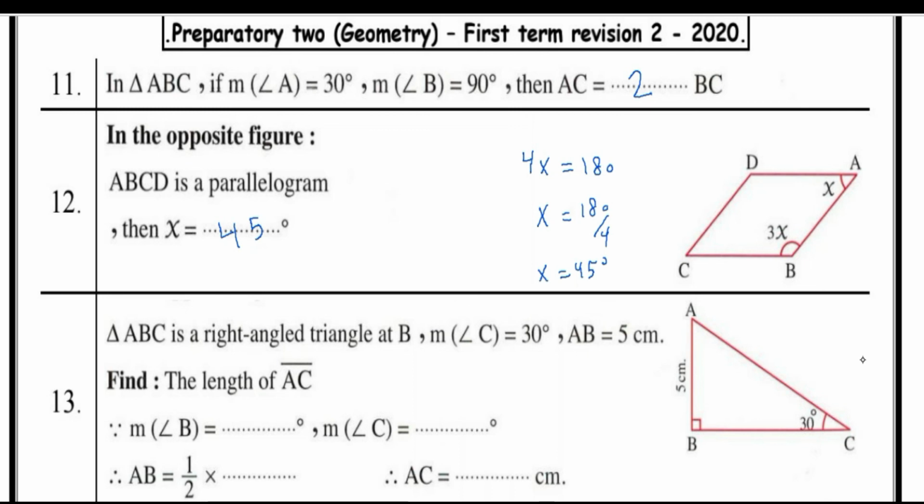In the opposite figure, ABC is a right triangle with 30. We want to find the length of AC. The hypotenuse is twice the opposite side, 2 times 5. First, measure of angle B is 90 degrees, this is right. Measure of angle C is 30. AB is half of AC, and AB is 5, so AC is 10.